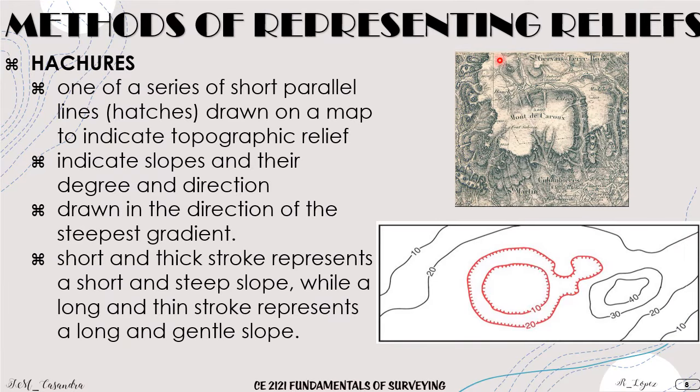So we have here an example of a topographic map made up of hachures. So this one is a contour line with hachures. The tick marks now, or the hatches on the contour line, represent the slope and the direction of the slope of the area. So this area, since the hachures are pointing towards the center, it means it is a depression, or the elevation is decreasing.